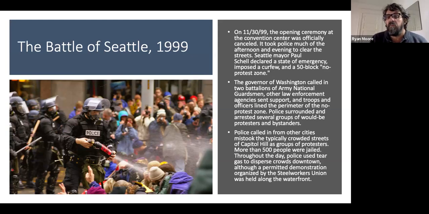Throughout the day, the police used tear gas to disperse crowds downtown, although a permitted demonstration organized by the Steelworkers Union was held along the waterfront. So basically, as we've seen with the history of the labor movement, there is this massive police presence to protect property over people.